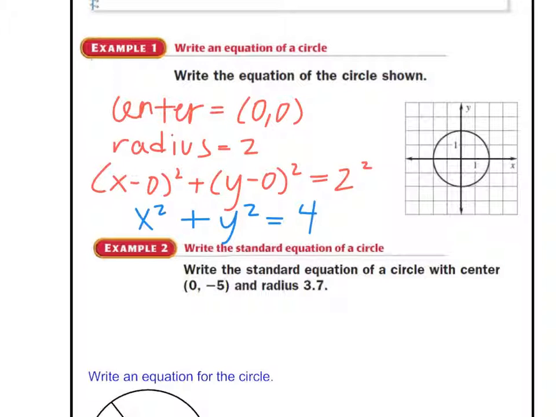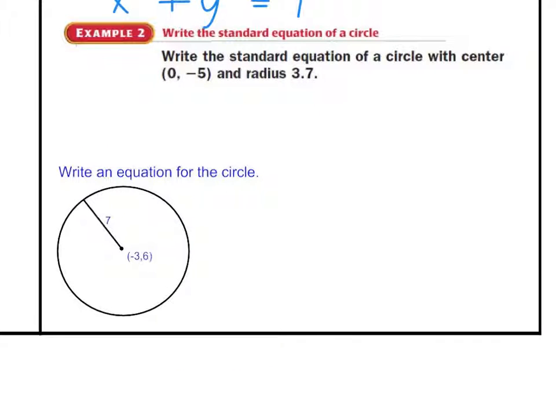4. Yes, Cooper. Write the standard equation of a circle with a center of 0, -5, and a radius of 3.7. So again, x minus h squared, so x minus 0 squared, I'll put that for now, plus y minus the y value squared. So y minus -5 squared equals the radius squared, 3.7 squared.